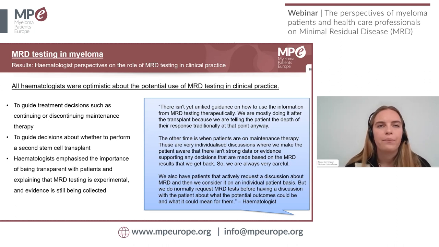One healthcare professional mentioned that they use MRD testing to determine whether or not to perform a second stem cell transplant. So if a patient was MRD negative after the first transplant, they would maybe decide not to do a second transplant. And hematologists also emphasized the importance of being transparent with patients and explaining that MRD testing is experimental and that evidence is still being collected.